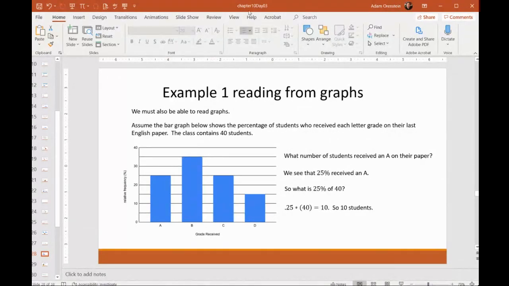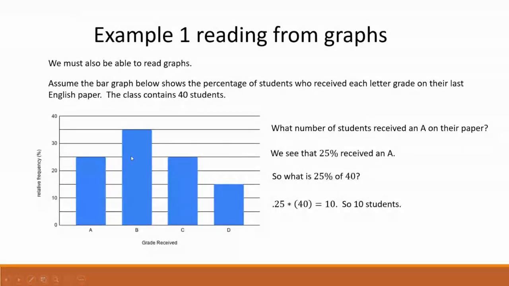So here we have this bar graph, and what's happening is grades were given to students. The bar graph, as you can see over here, is actually showing you the relative frequency, not the frequency, which is a little bit different. So let's say we knew there were 40 students, and we want to know how many students got an A on their paper. It's really not that hard to do.